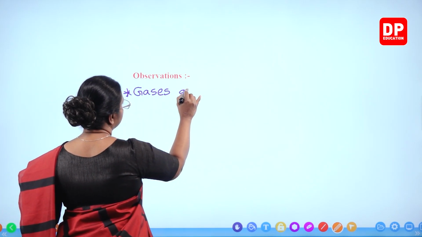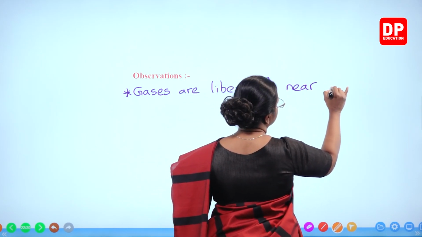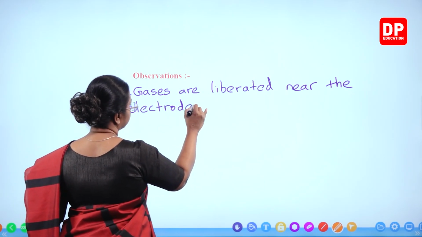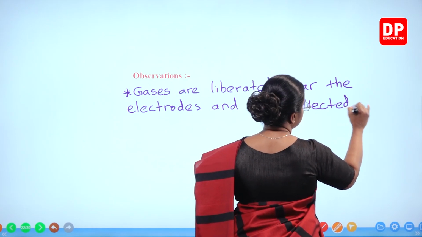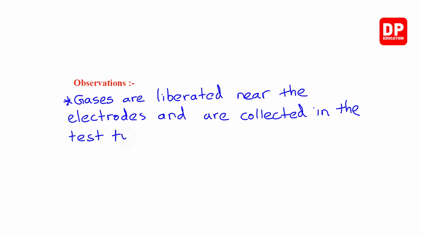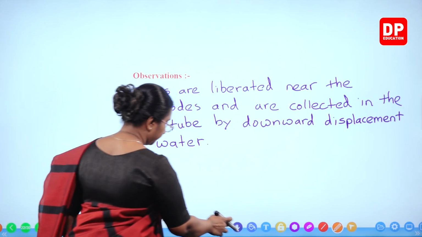Gases are liberated near the electrodes and are collected in the test tube by downward displacement of water. Downward displacement of water.